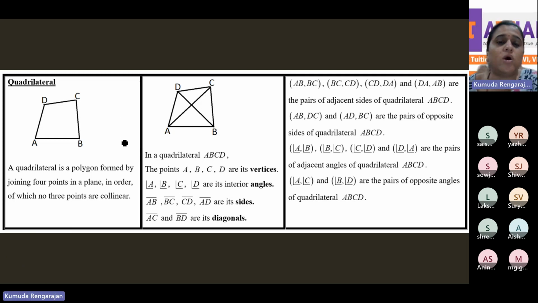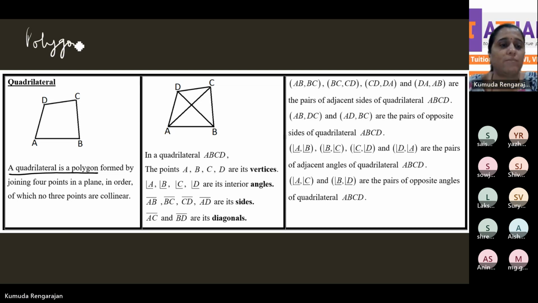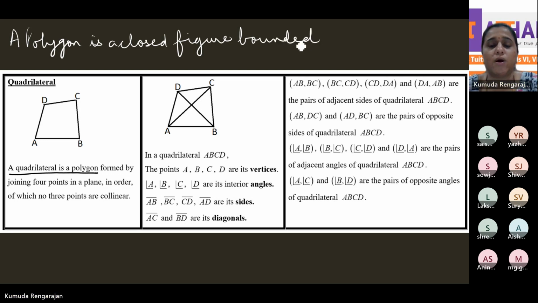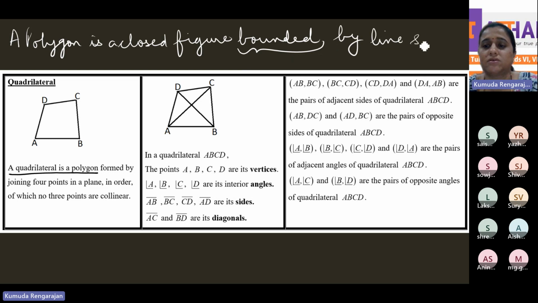So first of all, what is a quadrilateral? A quadrilateral is a polygon. Now, what is a polygon? A polygon is a closed figure made up of line segments or bounded by line segments. Bounded meaning made up of. Made of or made up of line segments.